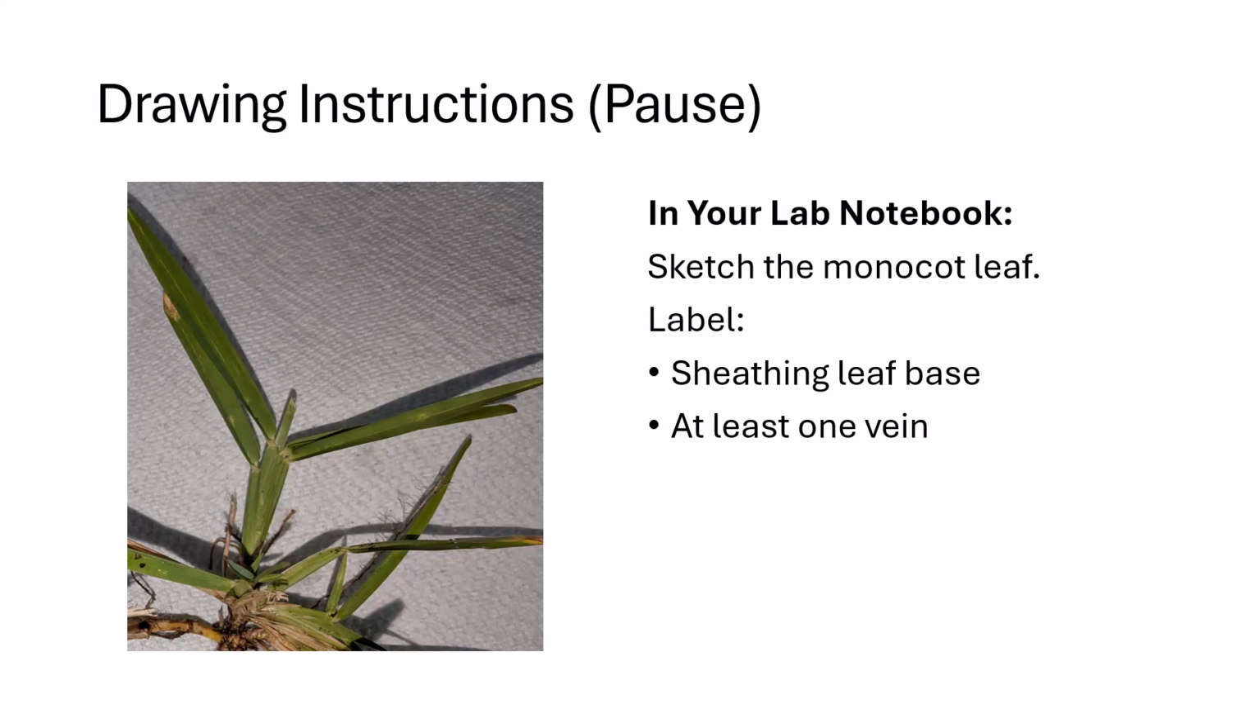Now you will create a labeled sketch of the St. Augustinegrass leaf. In your lab notebook, draw the overall shape of the leaf. Clearly show the parallel venation. Label the sheathing leaf base and at least one vein. Focus on accuracy of structure rather than artistic detail. Pause the video while you complete your drawing, then continue when you're finished.